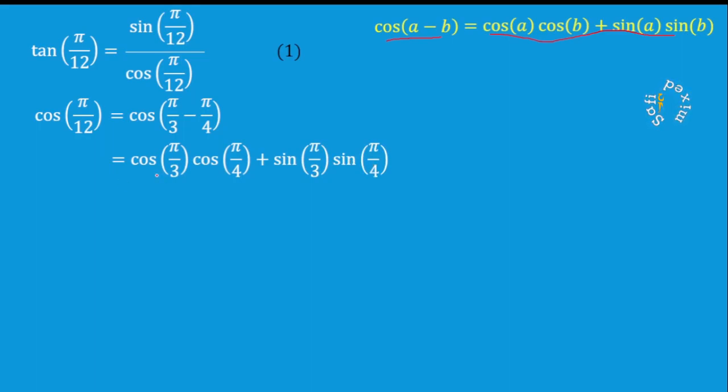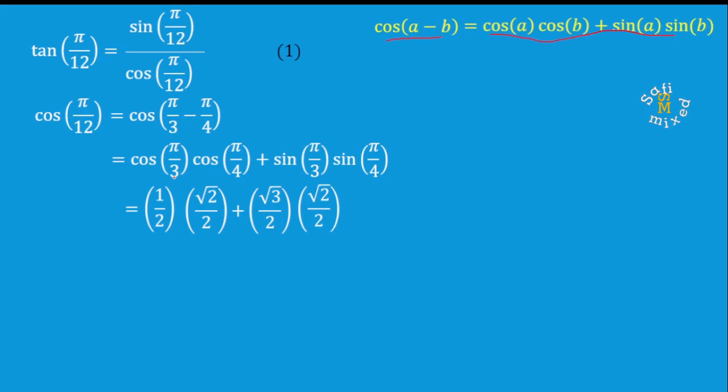Now using a trigonometric table, we can write down cos pi by 3 equal to half and cos pi by 4 as square root 2 divided by 2 or 1 over square root 2. And similarly, I can write sine pi by 3 equals square root 3 divided by 2 and sine pi by 4 equals square root 2 divided by 2. I can simplify this into this form and can further write this in a single term in the form of square root 2 plus square root 6, the whole divided by 4. I call this equation 2.